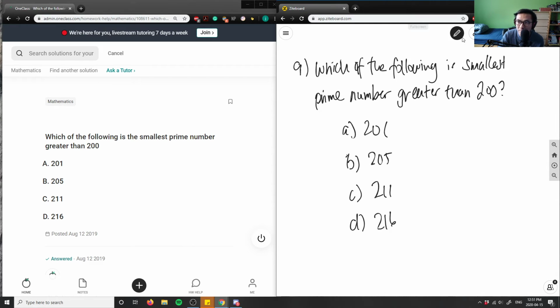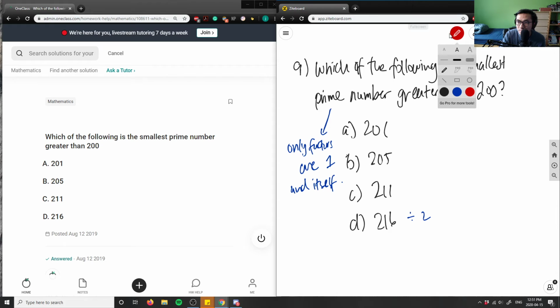D here is an even number, so I can divide that by 2, which means that's not a prime number. Remember, a prime number means that its only factors are 1 and itself. So 216, I can divide this by 2. Therefore, D is the wrong answer in this case, because I can divide this by 2. So 2 is my factor.